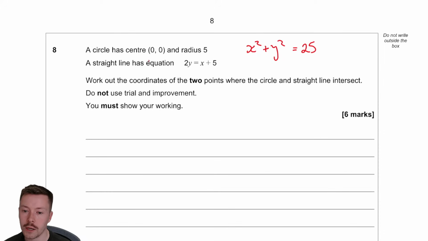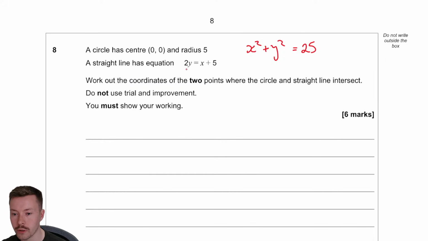A straight line has this equation. Work out the coordinates of the 2 points where the circle and the straight line intersect. Do not use trial and improvement. So you can't just use trial and error to find out these values. You've got to use algebra. You've got to show your working out.